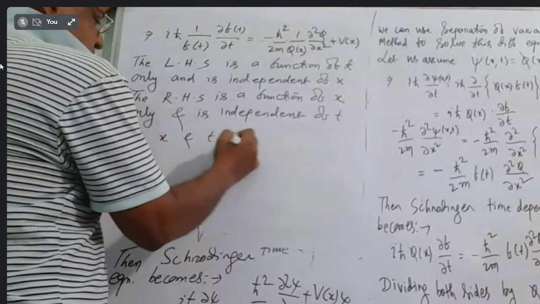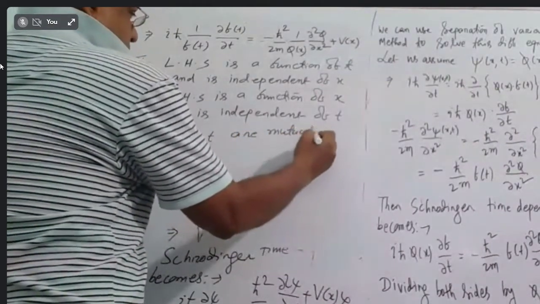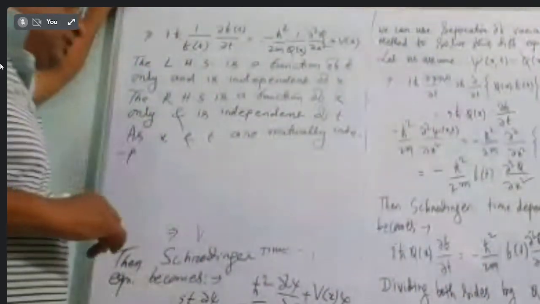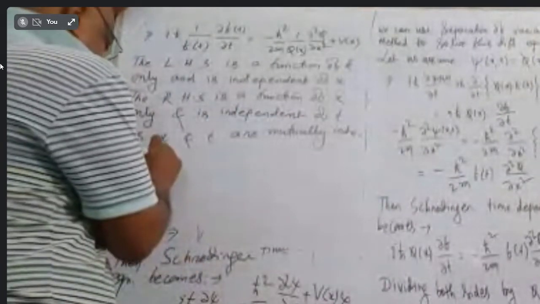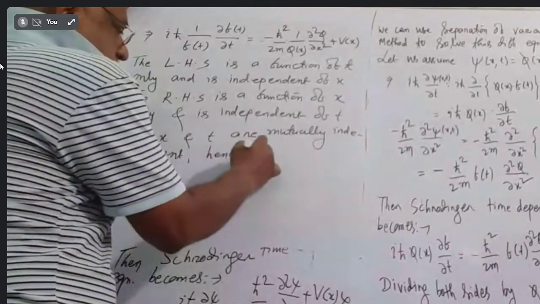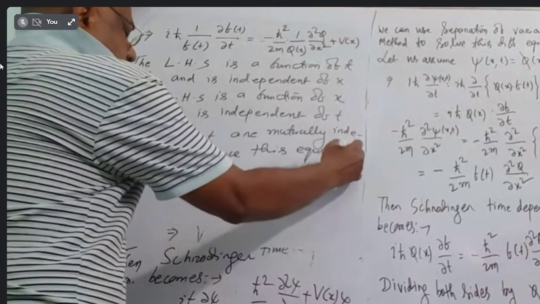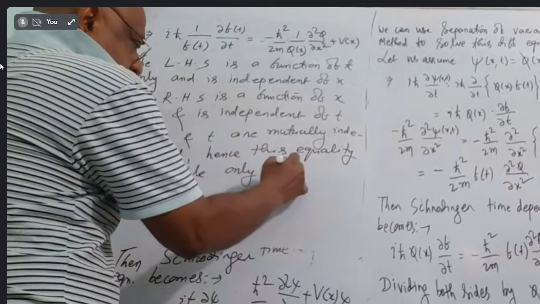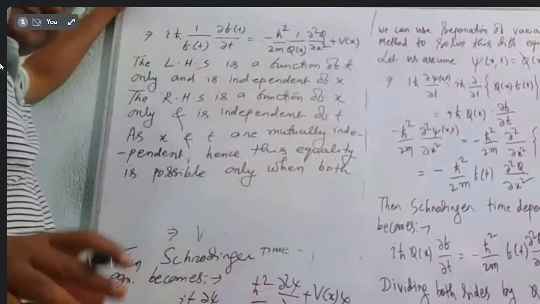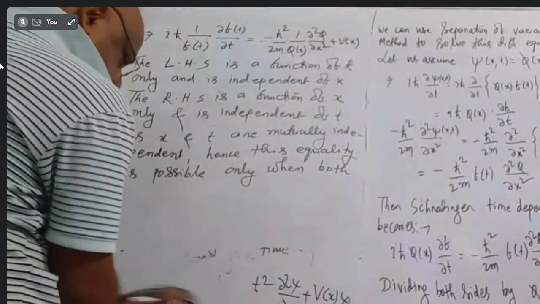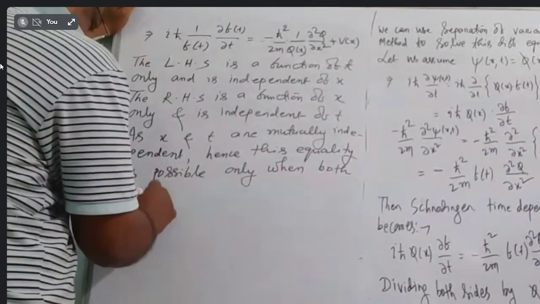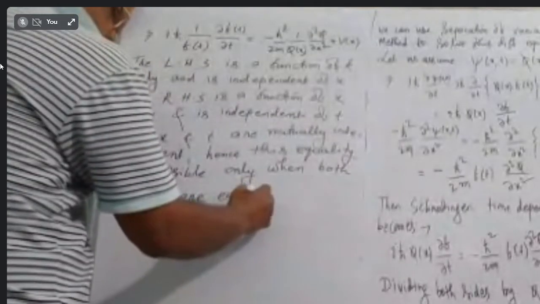As x and t are mutually independent, this is what you see in the separation of variables method in solving partial differential equations. And this equality is possible only when both sides are equal to a constant. Let us take that constant to be E.